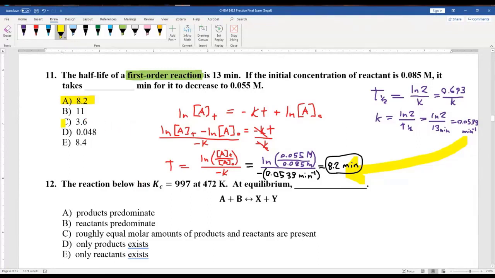Now, some problems like this, you can actually look at the answers and kind of deduce what it should be. For example, in this case, I can see that it's going from 0.085 to 0.055. Well, that's not half, but it's not too far from half. It's about 1/3 of the way down. So because it's about 1/3 of the way down, you can imagine it's probably a little bit more than half of what the half-life is.